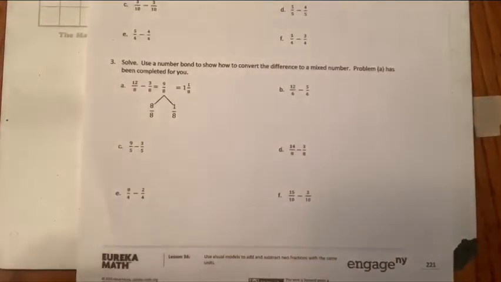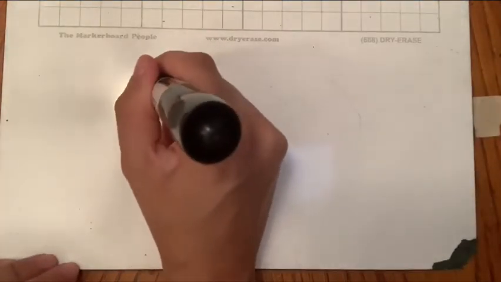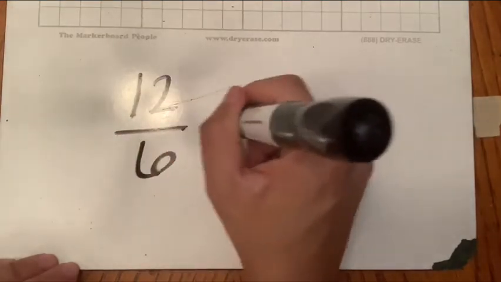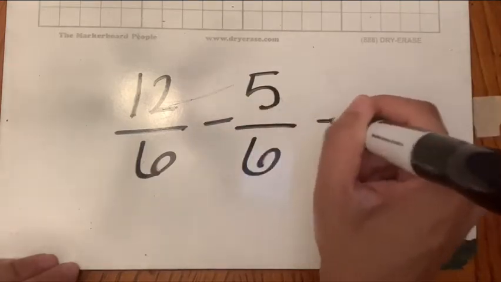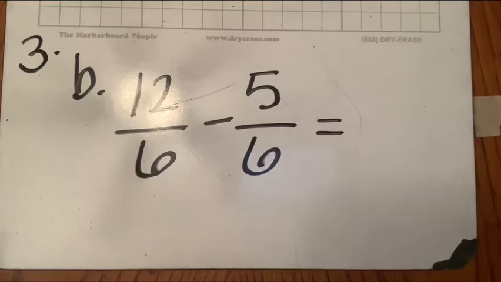Now let's go ahead and do number 3. Let's do number 3B. Looks like number 3A has been done for you, and it says use a number bond to show how to convert the difference to a mixed number. Problem A has been completed for you. Okay, let's do B together, okay? So it looks like it says 12/6 minus 5/6. And this is for number 3B. Okay, well, if I'm paying attention to my fractions, what can you see?